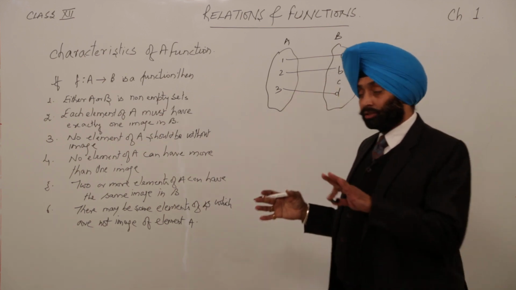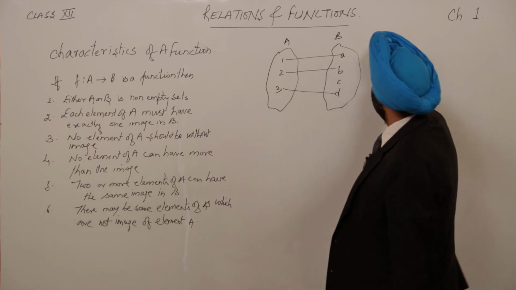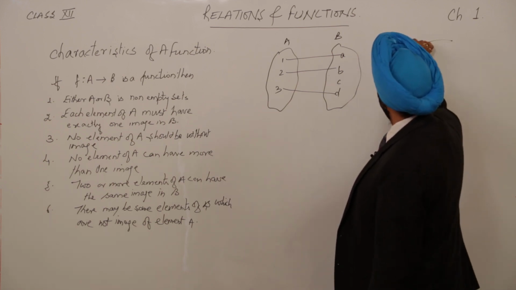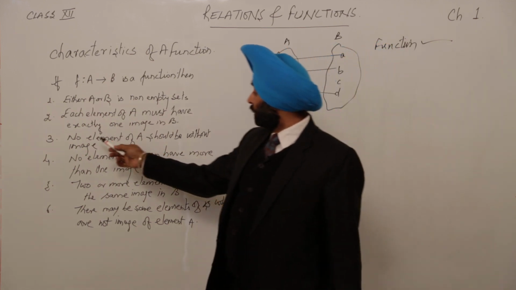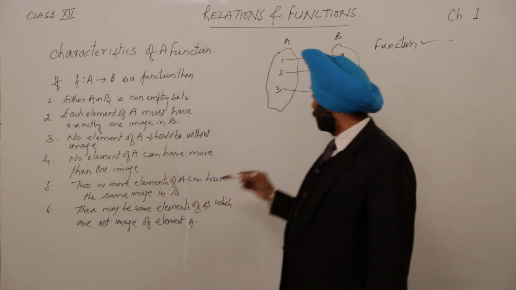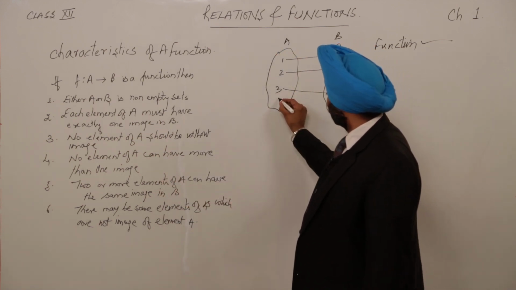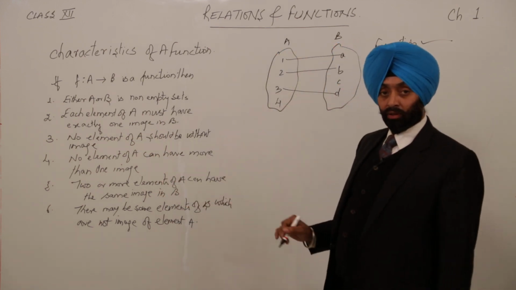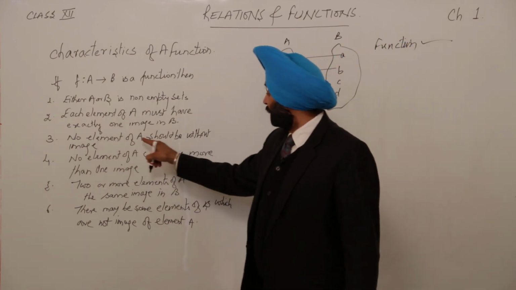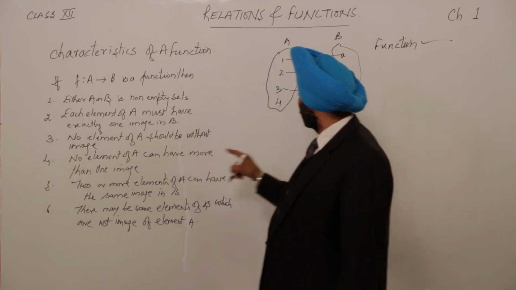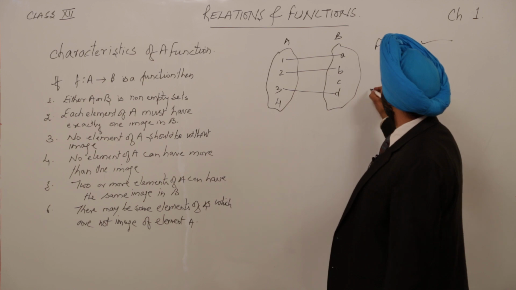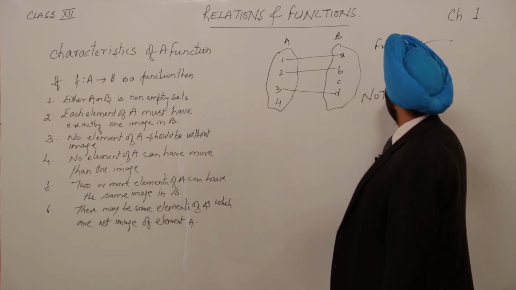So what is it? It is a function. Good, now this is a function. Okay, we got it that this is a function. Second, no element of A should be without an image. Now here, if I write 4, and 4 is kept without any image, then it is not a function.